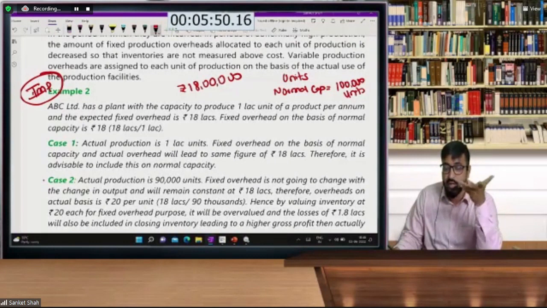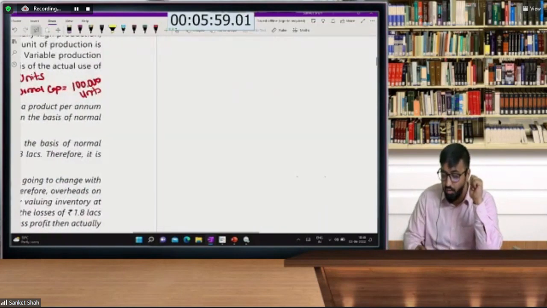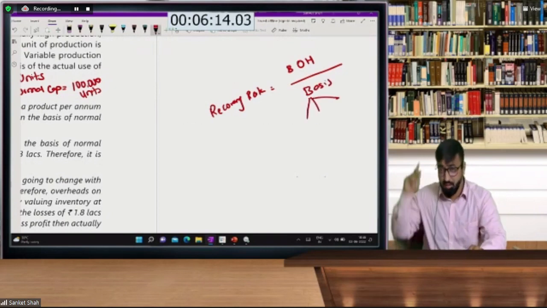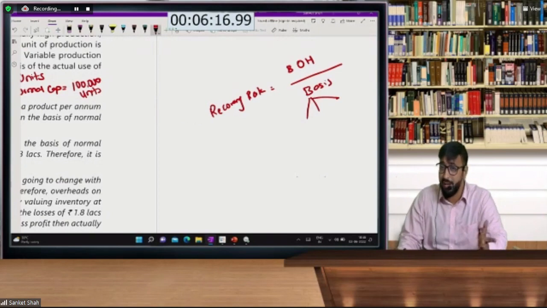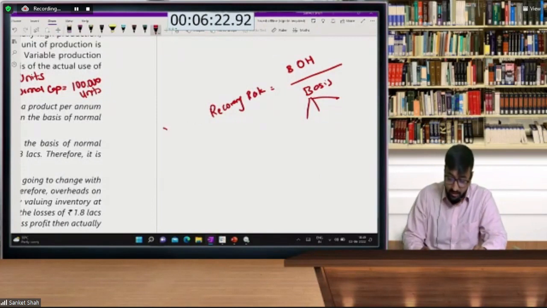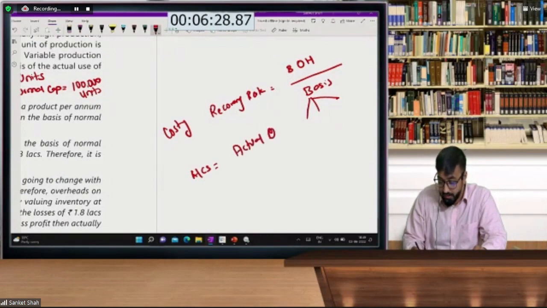Whenever you are calculating this fixed overhead in costing also, you are aware about the recovery rate calculation. So what is recovery rate? Recovery rate is nothing but budgeted overheads divided by basis. Now there are 6 bases in costing for recovery rate or absorption rate calculation. But in accounts, we consider actual overheads divided by normal capacity.